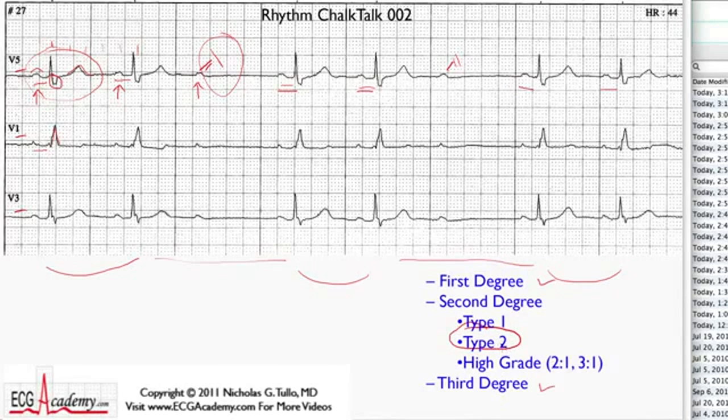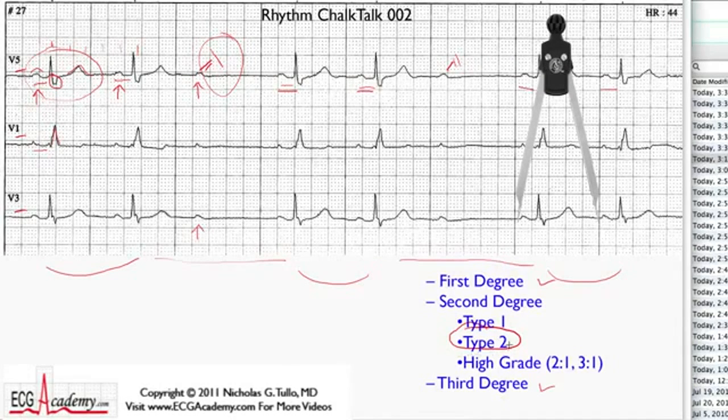Well, there are a couple of things you have to make sure of. First of all, you have to make sure that this P wave is in fact on time and is not simply a non-conducted or blocked APC. So if you grab your calipers and move them over to the P waves, you look at the P to P interval, and sure enough, this P does occur on time. In fact, all the P waves appear to be regular. And that is one of the requirements to say that second degree AV block is present, and that is the P to P interval should be regular.